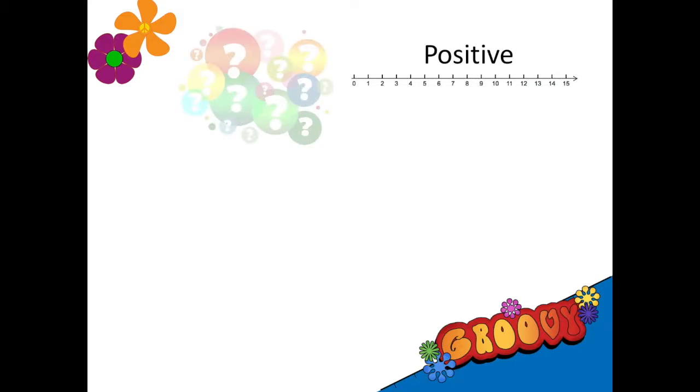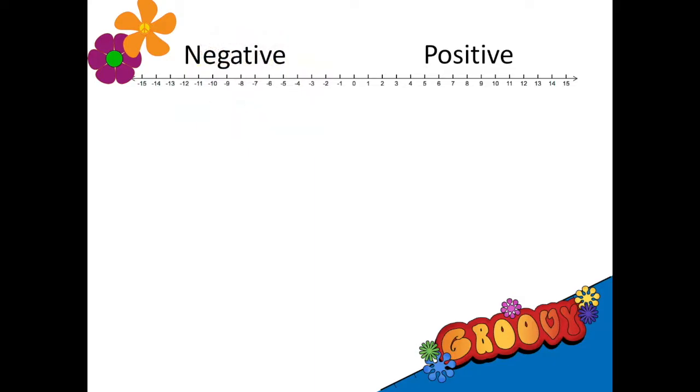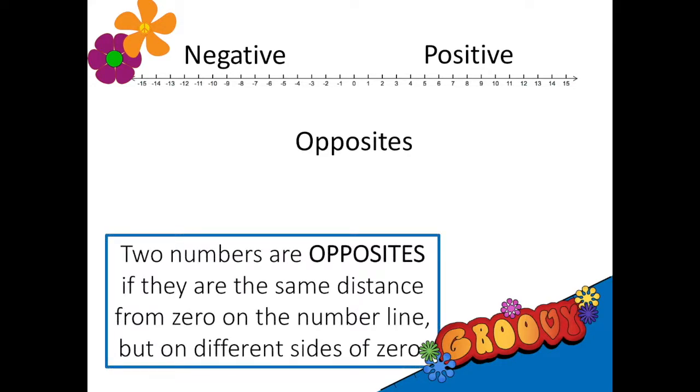Up until the invention of the number line, it was rather easy to see positive numbers with either counting or measuring. But the negative numbers were just too abstract. Once we got them on the number line, it was easier. And this paved the way for the concept of opposites. Two numbers are opposites if they are the same distance from zero on the number line, but on different sides of zero. Take the number 4, for example.